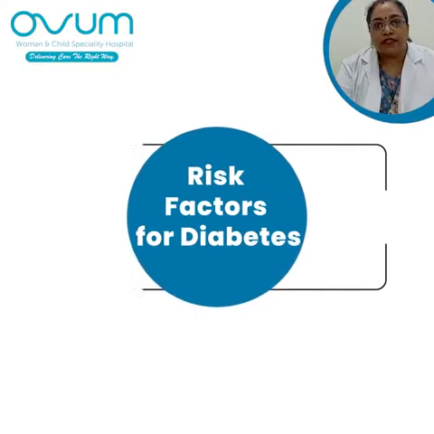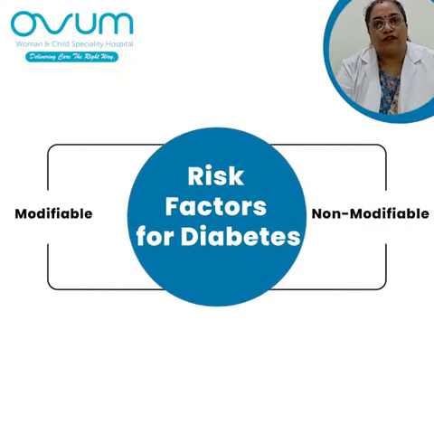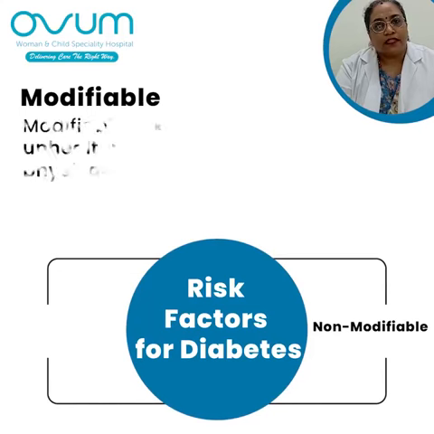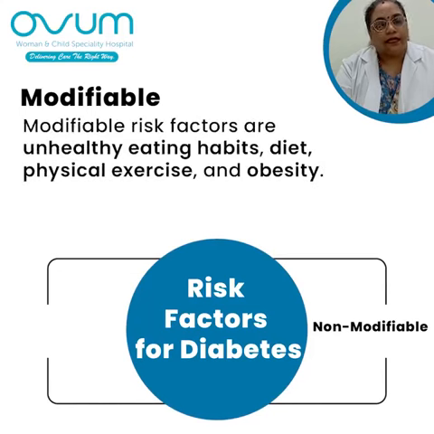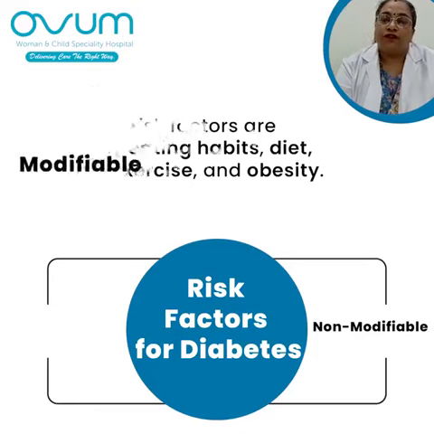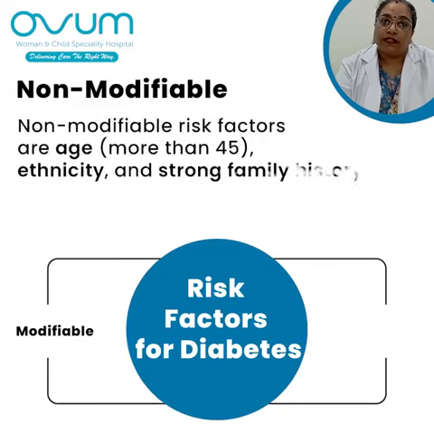There are two risk factors, modifiable and non-modifiable. Modifiable risk factors are unhealthy eating habits, diet, physical exercise, and obesity, and the non-modifiable risk factors are age more than 45, ethnicity, and a strong family history.